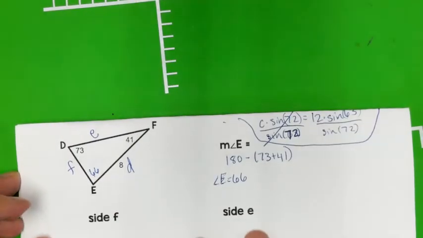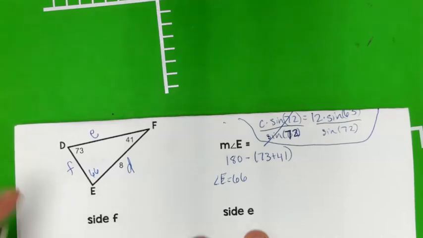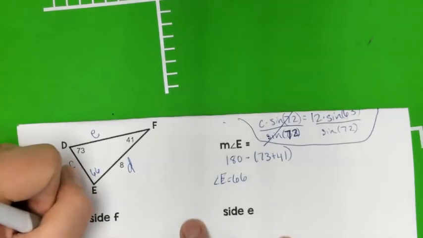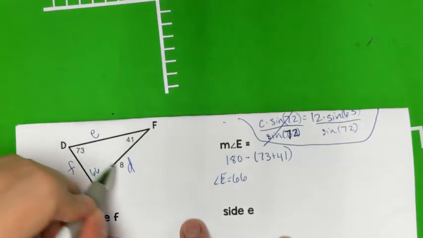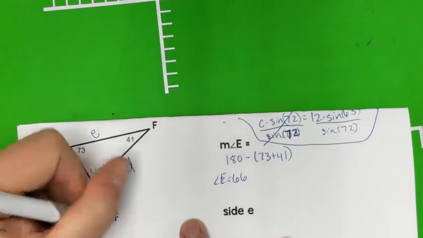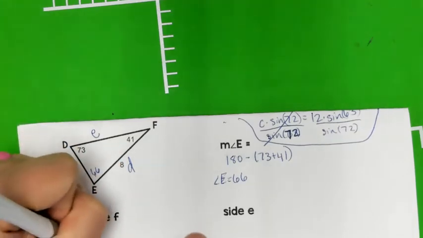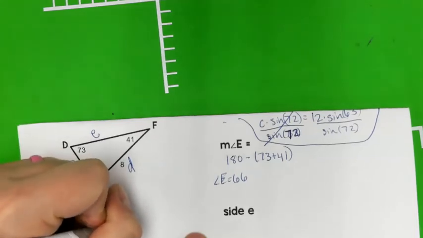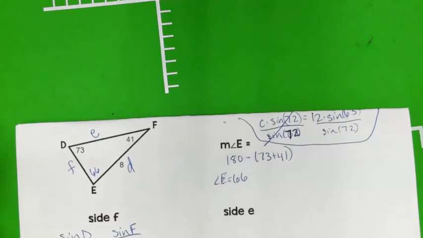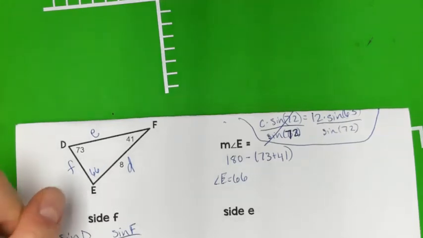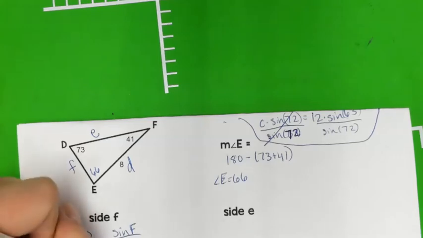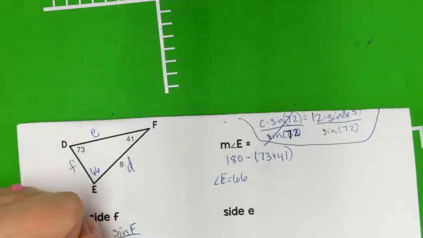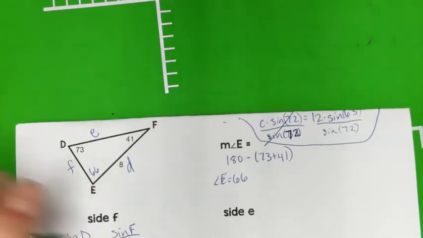lowercase f. So if we are wanting to solve for F, we notice that D has both the side and the angle. So sine D over D, and then we want to find F, sine F over F. Alright, what does that look like? Just plugging in the numbers now. So sine of 73 over 8 equals sine of 41 over, we don't know, that's what we're trying to find.